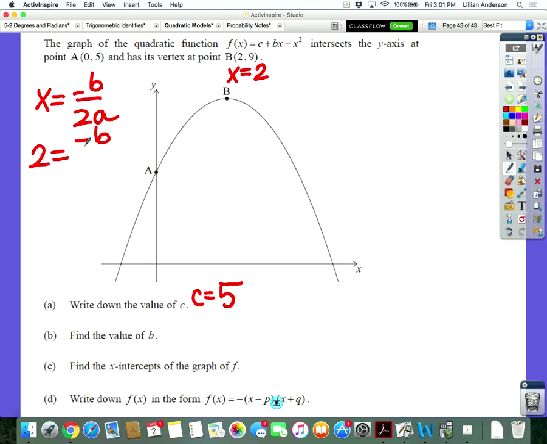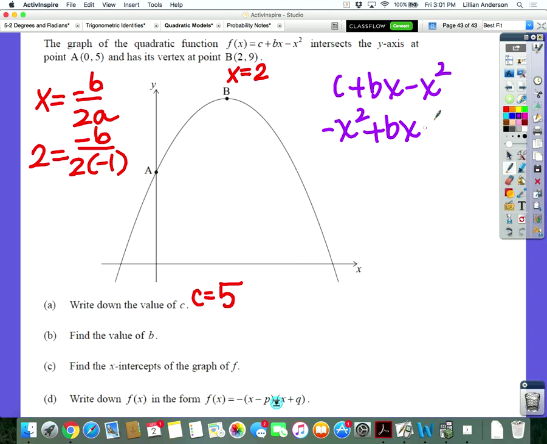I'm looking for b, and unlike the other problem that we just did when we didn't even know what a was, we do know what a is. What's a? It's a -1. Does everybody see how A is negative 1? No. Okay. Well, the equation right here is C plus BX minus X squared. This is basically standard form just written backwards. So if I wanted to write it forwards, where it's AX squared plus BX plus C, it would have been a negative X squared plus BX plus C.